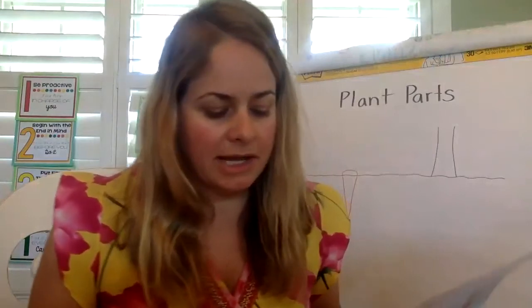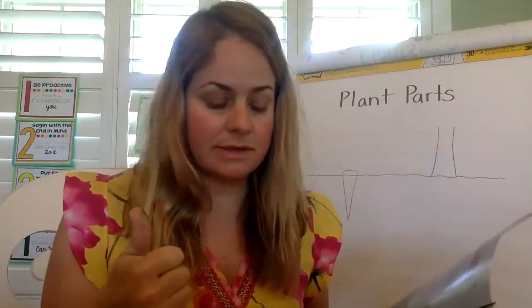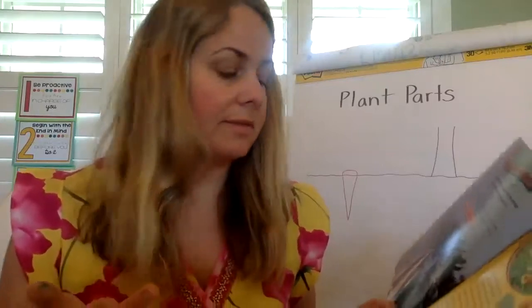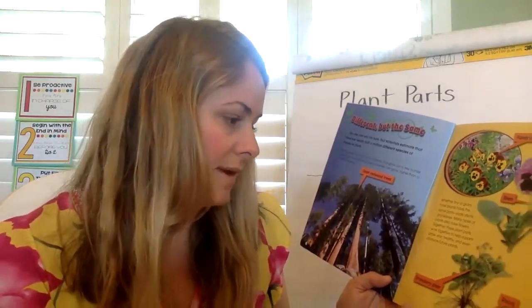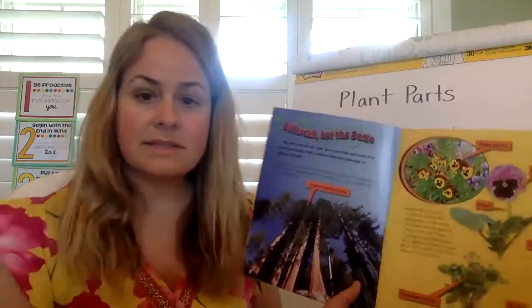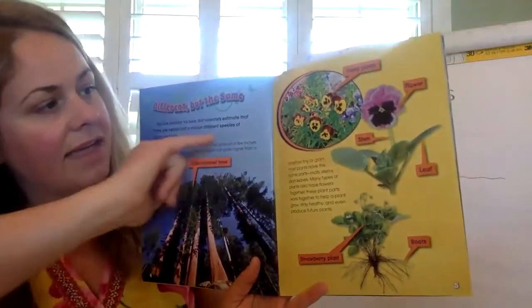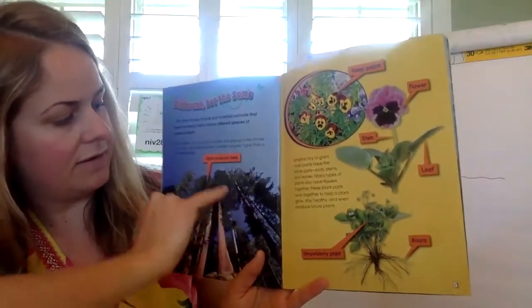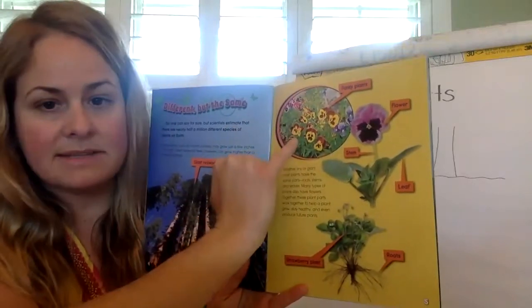Whether tiny or giant, most plants have the same parts: roots, stems, and leaves. Many types of plants also have flowers. Together, these plant parts work together to help a plant grow, stay healthy, and even produce future plants. So if we look at the photographs in the picture, we can see that some plants are very large, like the giant redwood trees, and some plants are very small, like the pansies.